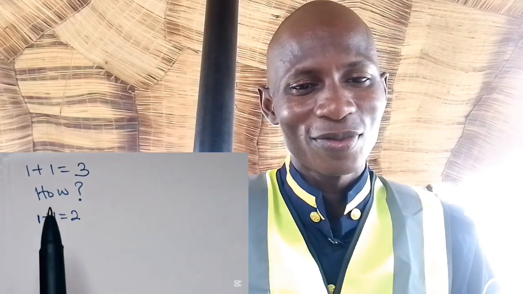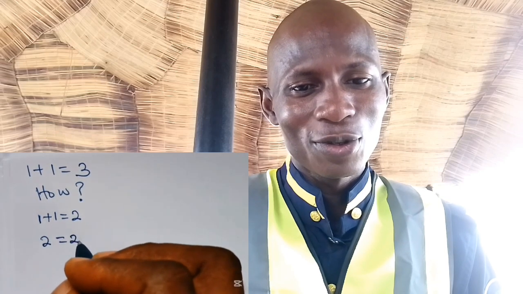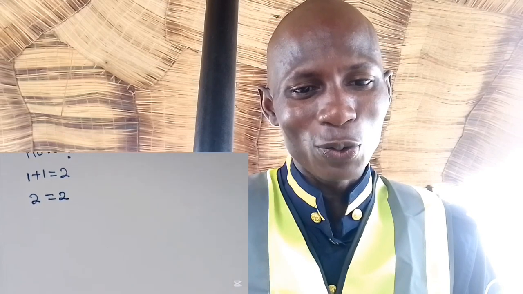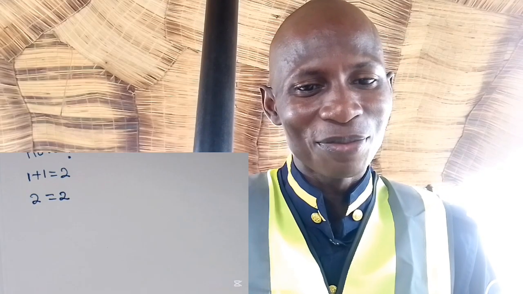Now, first of all, 1 plus 1 is 2, okay? So we can say that 2 is equal to 2. All you need to do is to check, like, watch this in details to see the mistake here.